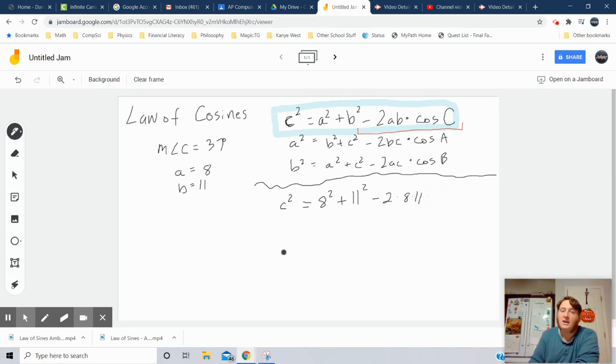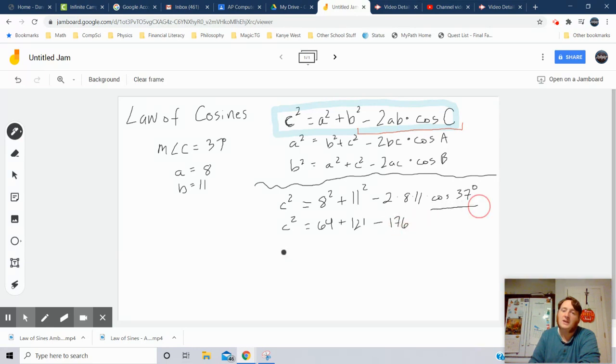B is 11. And then cosine of 37 degrees. Okay, so from there we're going to crunch some numbers on the calculator. C is the only variable, notice. So C squared is 64 plus 121. Let's see, 8 times 11 is 88, times 2 is 176, minus 176.